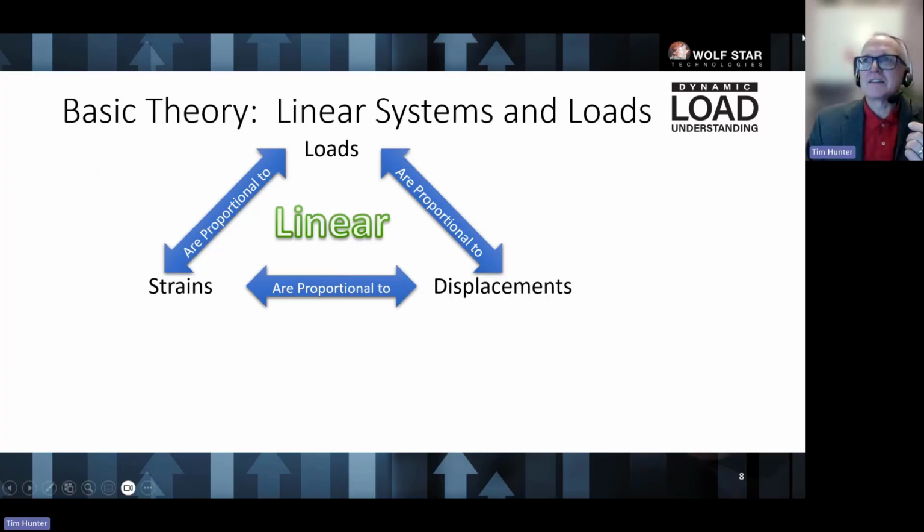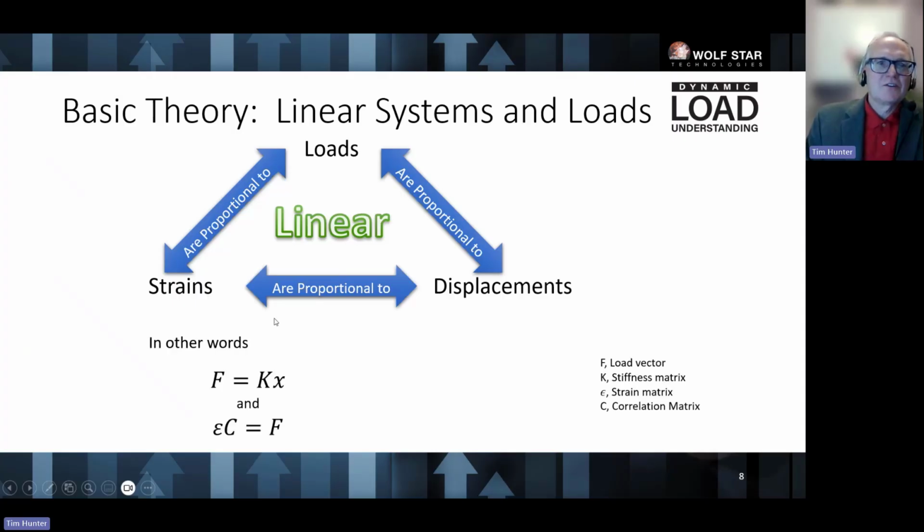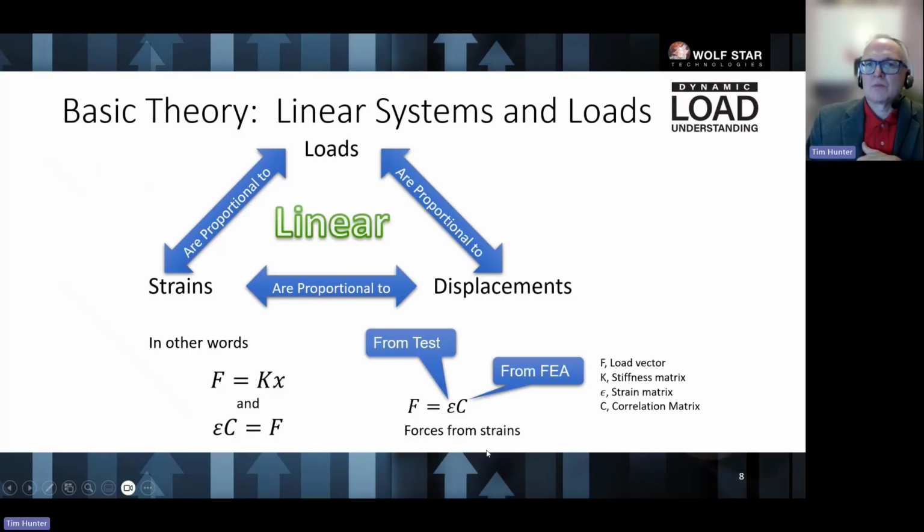All right, so I can take this little diagram here and turn it into a couple of equations. The right-hand side here is just F equals KX. That's Hooke's law. If your structure is obeying Hooke's law in bulk, then the left-hand side of this triangle has to work for you too, which is strain times the correlation matrix equals load. We calculate loads as strains from test times the correlation matrix from FEA. In the industry, this is known as the theory of influence coefficients. You can look up some papers on this and you'll see this equation all over the place. This is how we're going to do things.